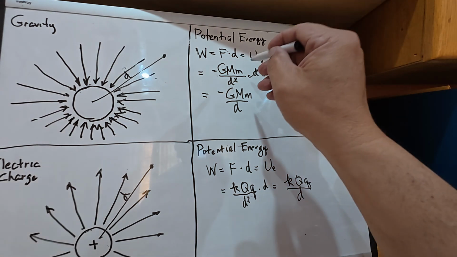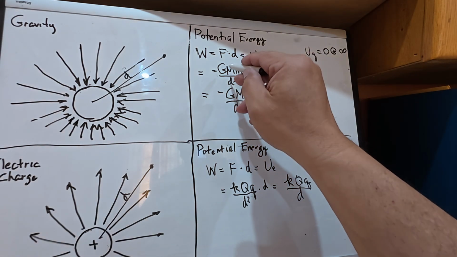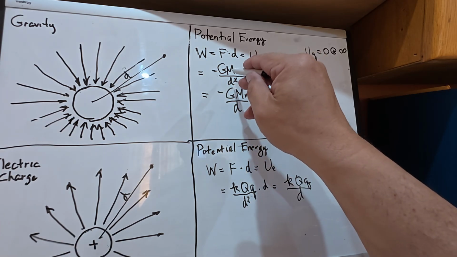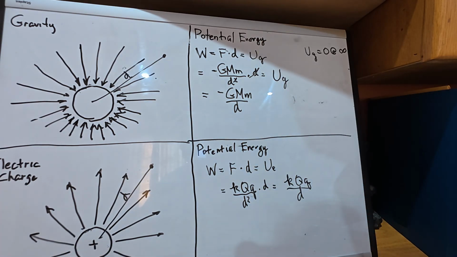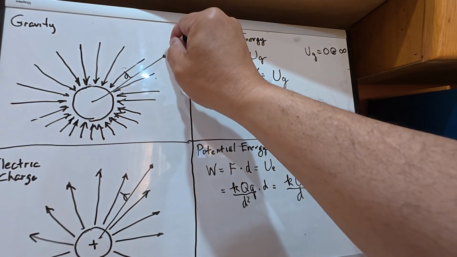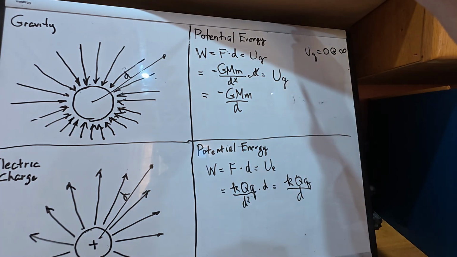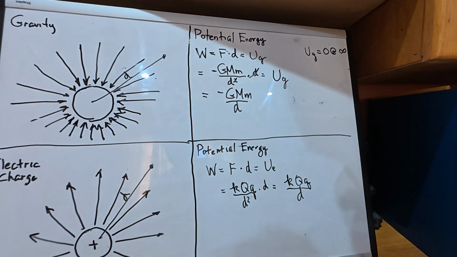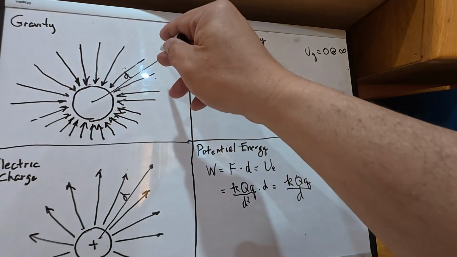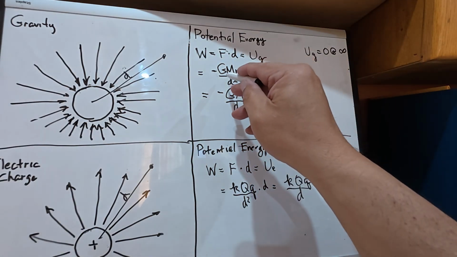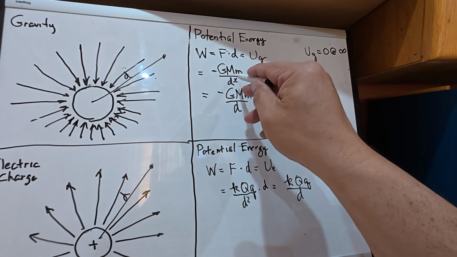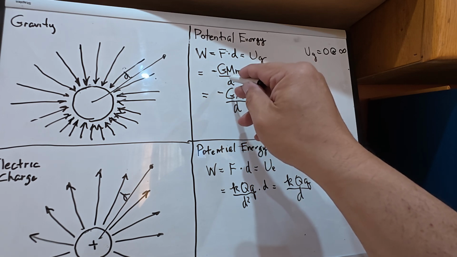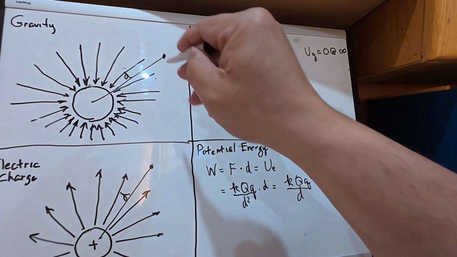Now we know from Newton's gravitational law that the force is G big M times little m divided by d squared. I'm changing variables now to d because d is now the distance from infinity, and we're bringing it in to a distance d from the center of the source mass. So we're going from infinity to d. So this is the amount of work that is done to this mass.